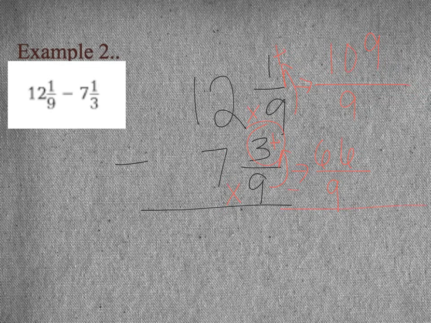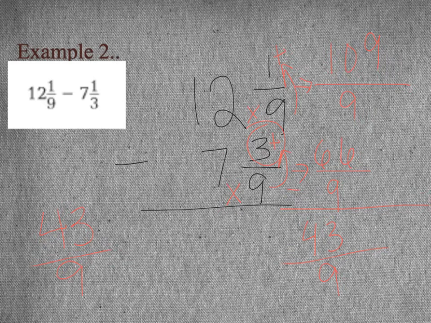And now I can subtract. 109 minus 66 will give me 43. And our denominator is still going to be 9. So I get 43 over 9. Now this is a fraction greater than 1. So what I need to do is change this back into a mixed number.